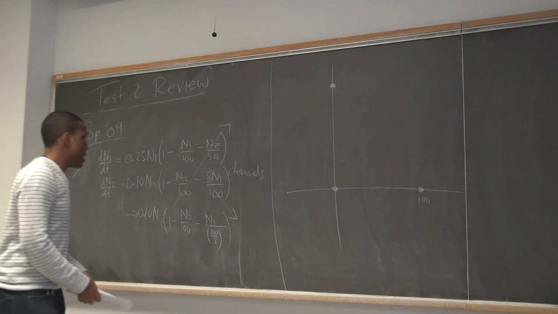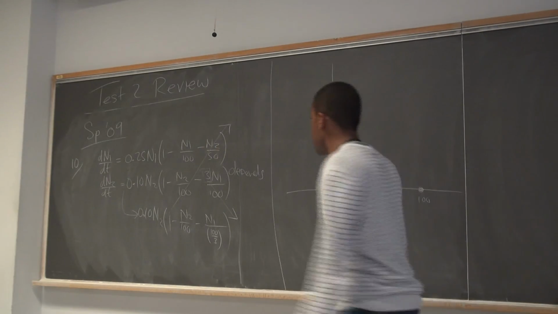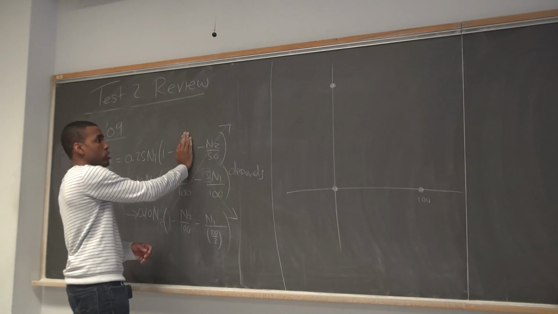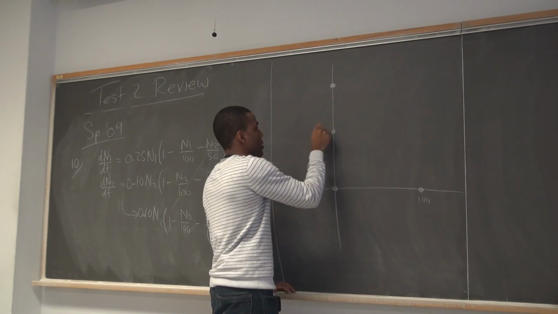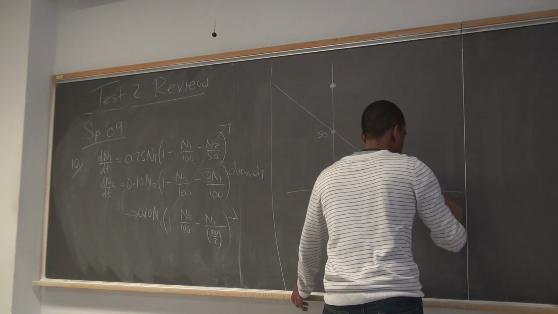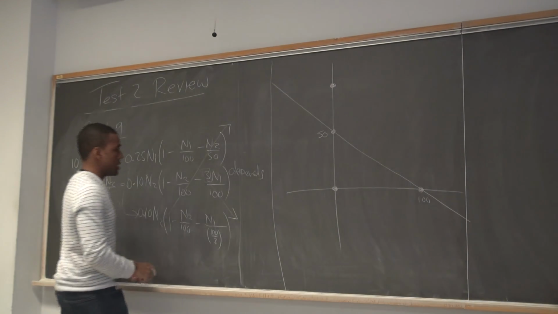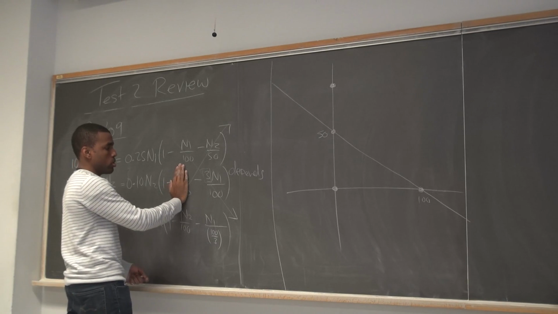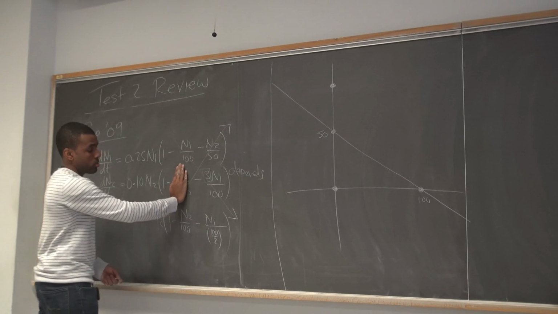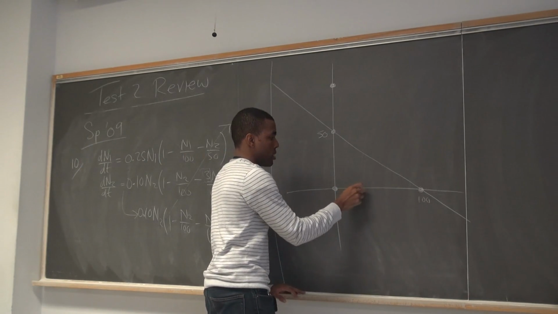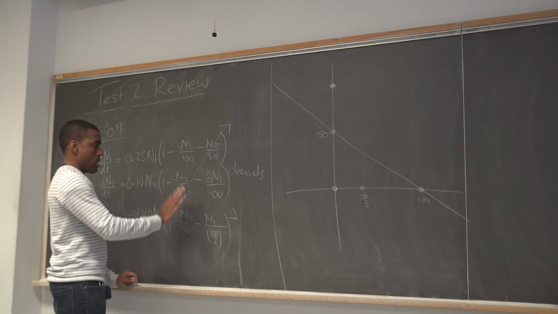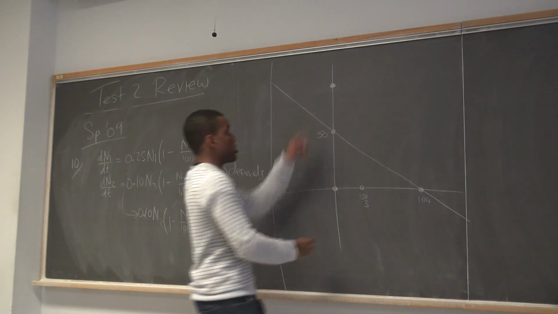All right, so let's actually draw these graphs. What does this one look like? If n2 equals 0, n1 is 100, we already plotted that. If n1 is 0, n2 would be 50. So your first nullcline would look like that. And then in the second case, if n2 is 0, n1 would be 100 over 3, so it's going to be a third of this, here. And if n1 is 0, n2 is just 100, which is here.